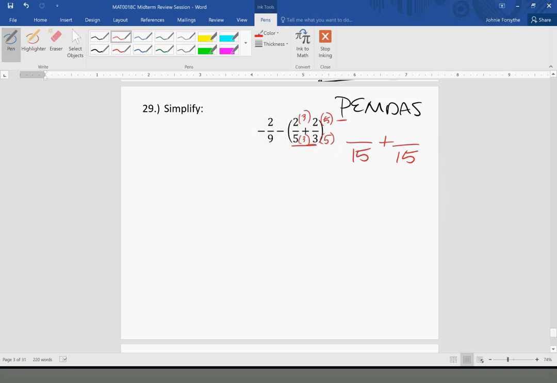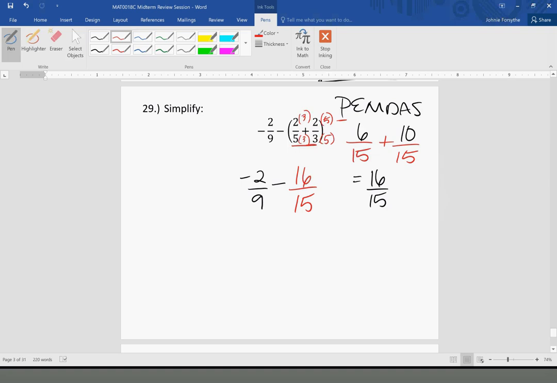So I'm going to have 2 times 3 is 6, plus 2 times 5 is 10. So I'm going to have 6 plus 10, which is 16 over 15. So I have negative 2 over 9 minus 16 over 15.